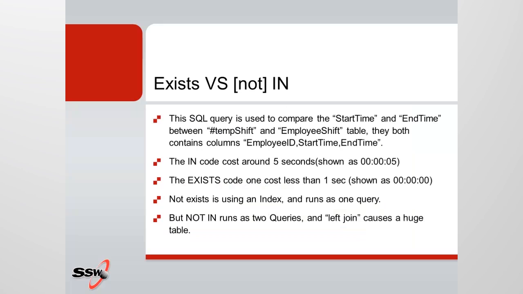Now what we see when we do that is the NOT IN code, the first one that I showed you, costs around 5 seconds. The EXISTS code costs less than 1 second. So that's more than a 5-fold improvement. It would be more like a 7 or 8-fold improvement if you got down to doing the benchmarking properly. The NOT EXISTS is using an index and runs as one query. The NOT IN runs as 2 queries, and a left join causes a huge table.